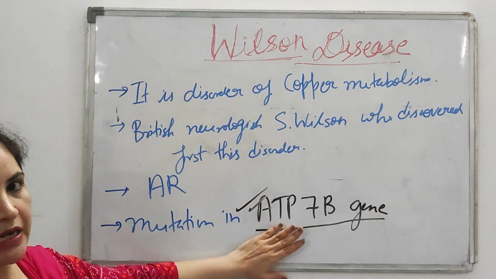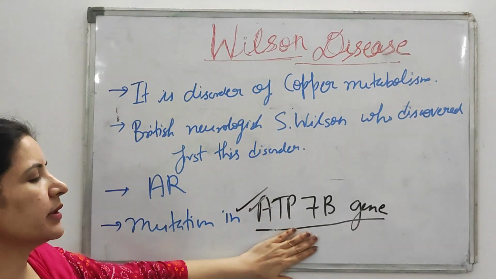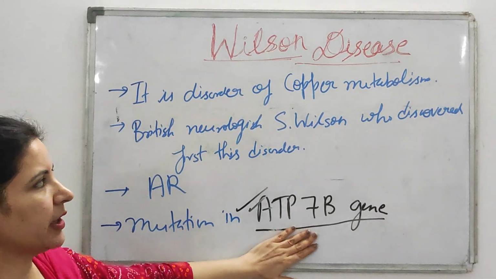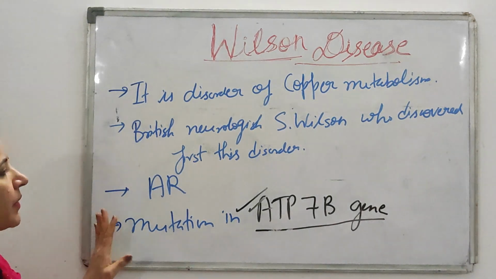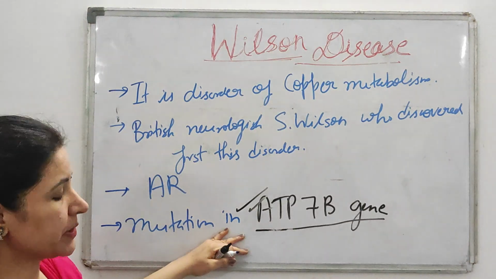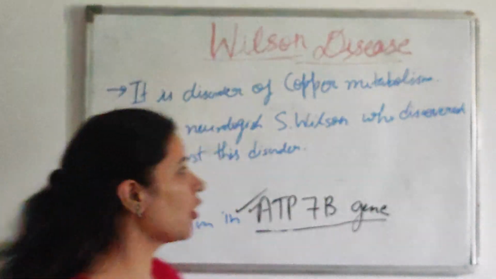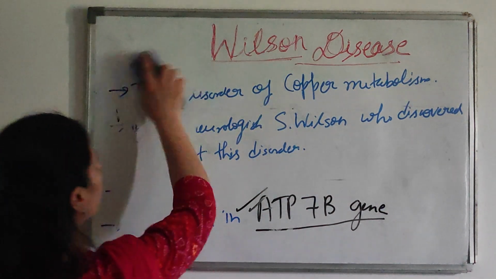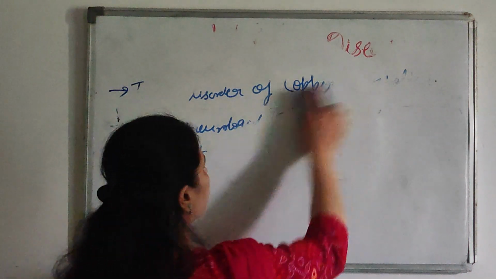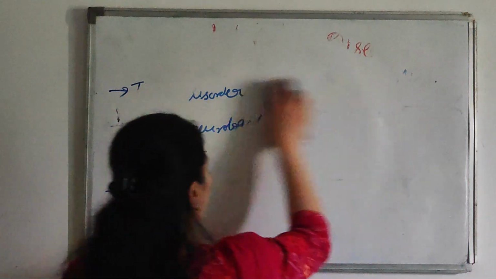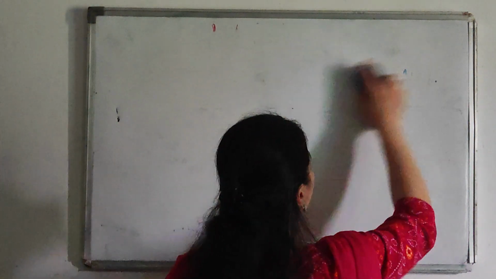This question is asked in MCQ and viva also: which gene is defective in Wilson? The ATP7B gene is defective in Wilson disease. Now, before understanding the disease, you must know what happens normally in copper metabolism, how copper is metabolized normally in the body. Because when you know the normal things, then you can easily understand what abnormality occurs in Wilson disease.